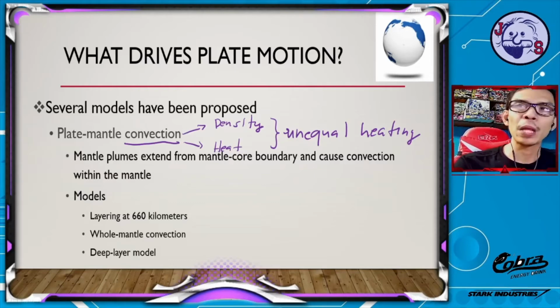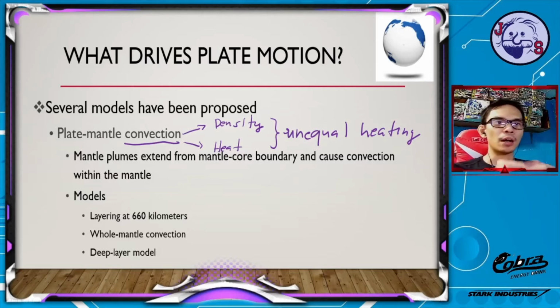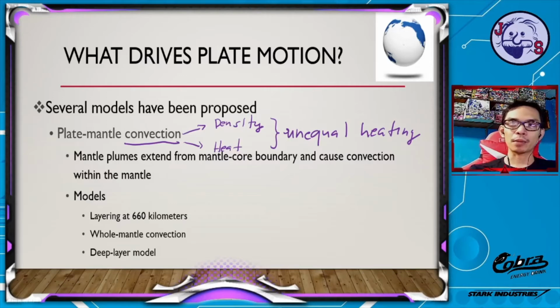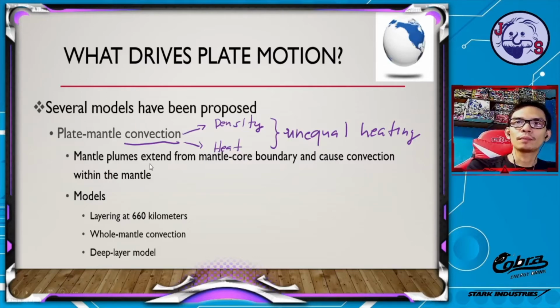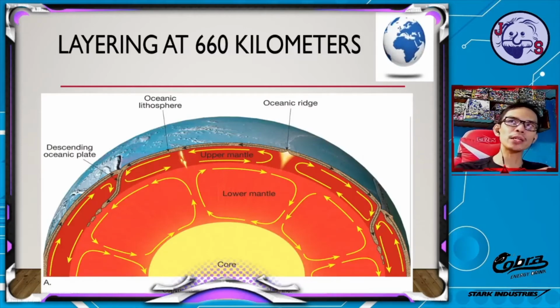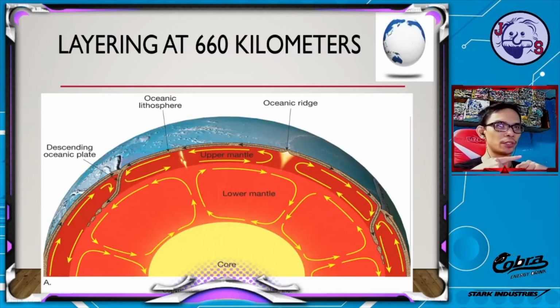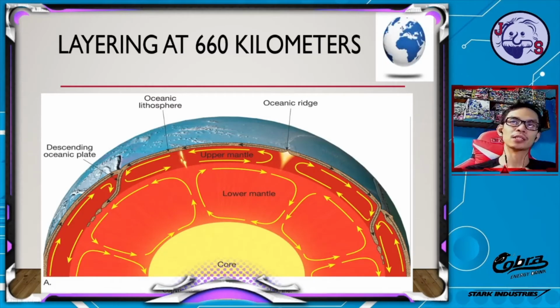So, there are models that will help us explain how this plate mantle convection happens. Now, let's find out what the ideas of these models are and what their shortcomings are, so that we can find out what makes them advantageous or not advantageous to use. The first one is layering at 660 kilometers.